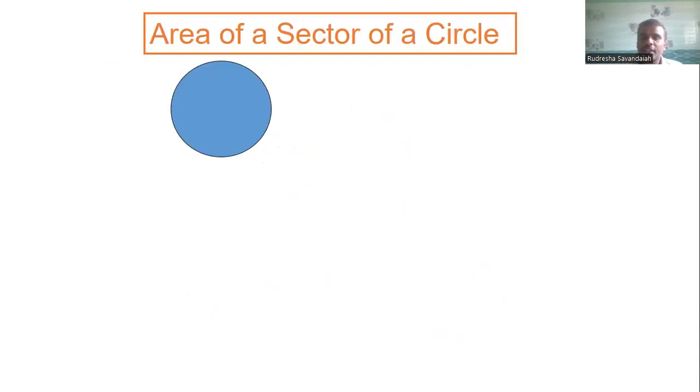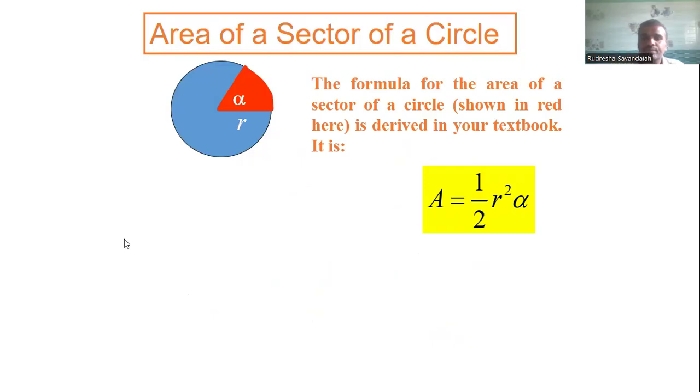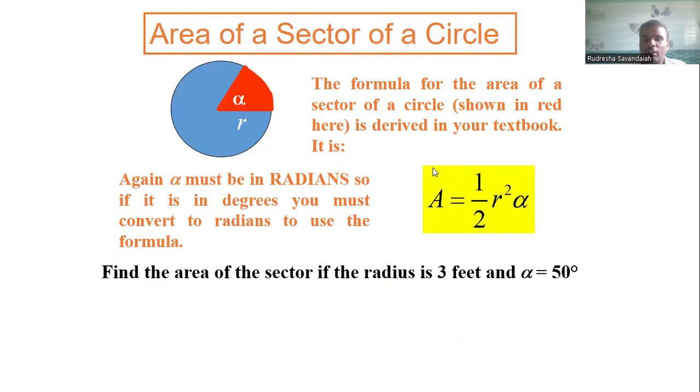Area of a sector of a circle. The formula for the area of a sector of a circle, derived in your textbook, is A equals 1 by 2 r squared alpha. Again, alpha must be in radians, so if it is in degrees, you must convert to radians to use the formula.